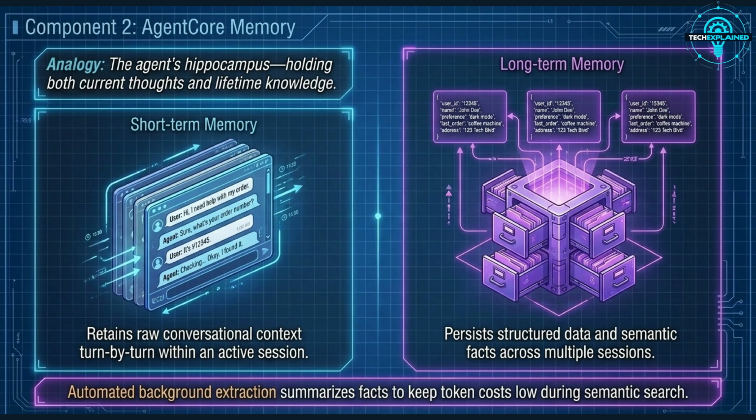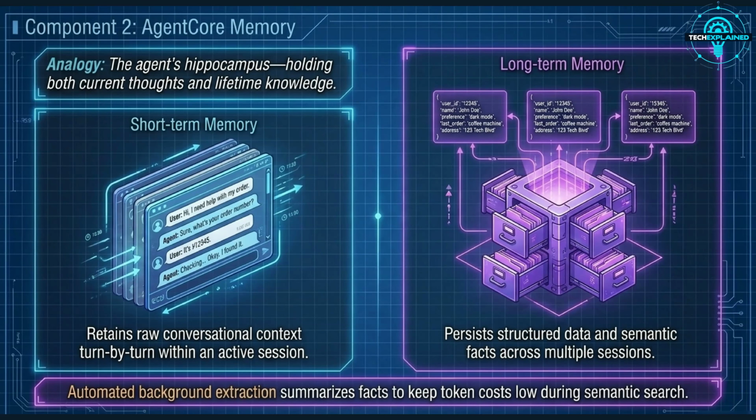AgentCore memory has 2 layers. Short-term memory is like RAM. It's fast, it's contextual, and it holds everything the agent needs for the current conversation or task. When the task ends, short-term memory clears. Long-term memory is like a hard drive. It persists across sessions. So if a user told your agent their preferences last month, the agent can still remember them today. This is what makes AI agents feel intelligent rather than amnesiac.